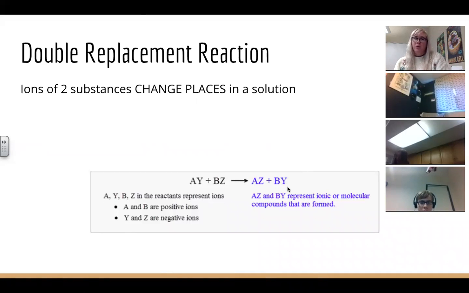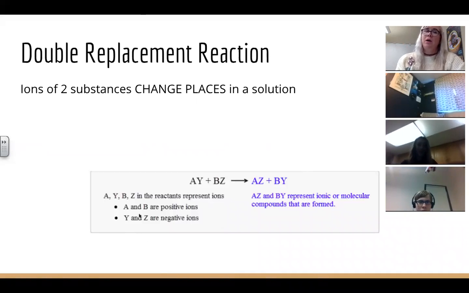Pretty self-explanatory. Honestly, double replacement reactions are the easiest ones to see because you start out with two substances and you end up with two substances and they have just switched places. Now, the easy thing about it as well is that these are ions, right? So the positive ion and the negative ion will go together. So it's also really obvious which ones switch if you're looking at the charge of the ion.